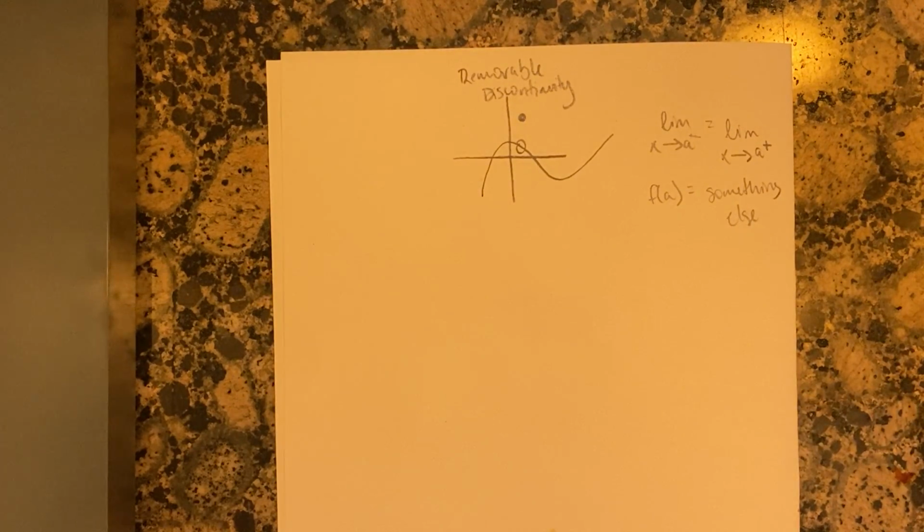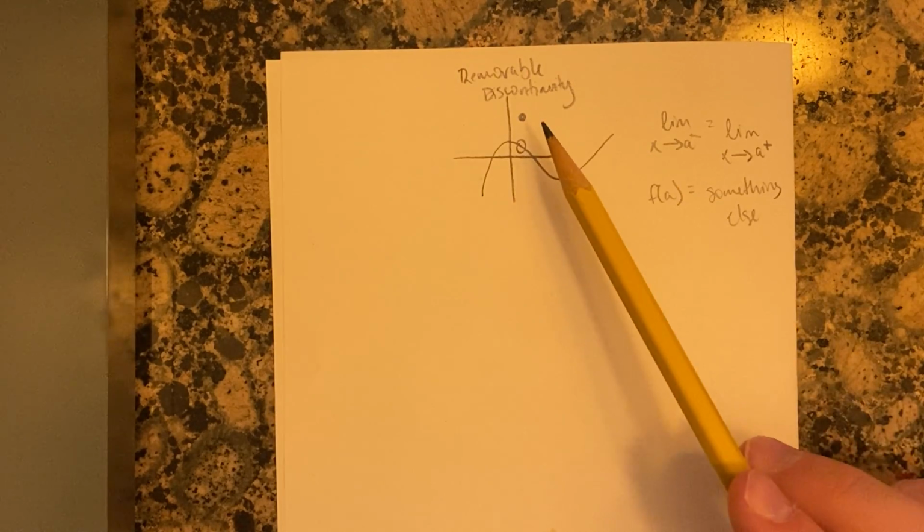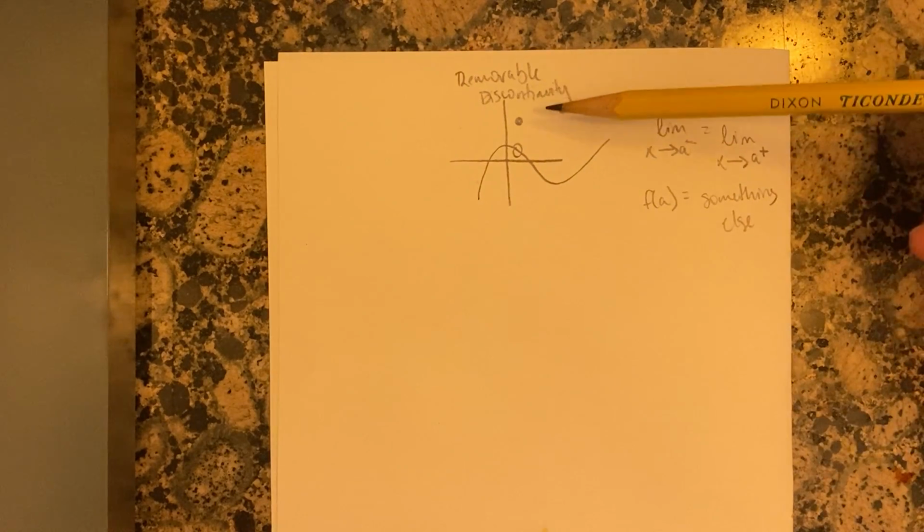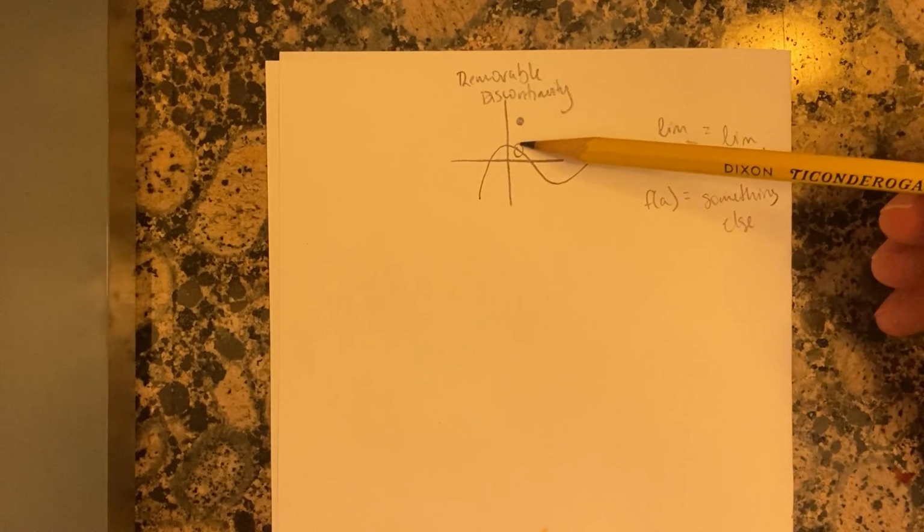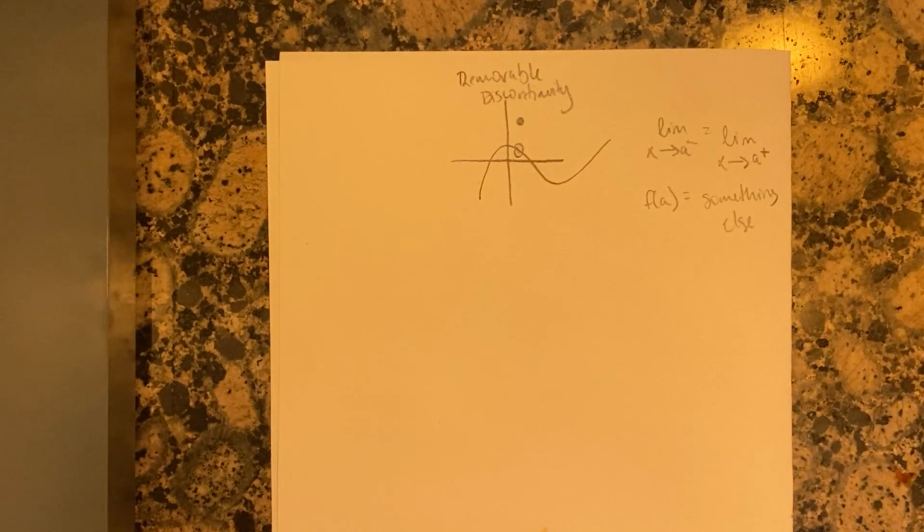Okay? And this is how we find removable discontinuity, and it's called removable because, if we wanted to, we can get rid of this discontinuity by just placing this function over where this open circle is.